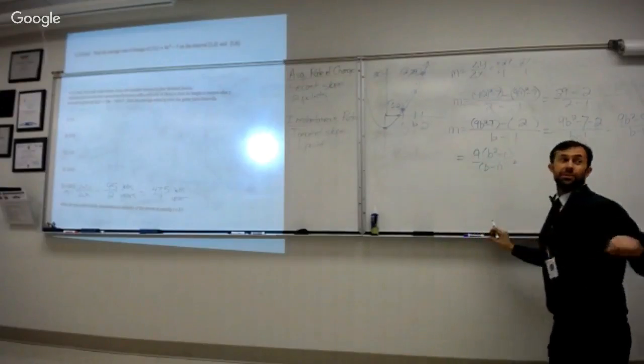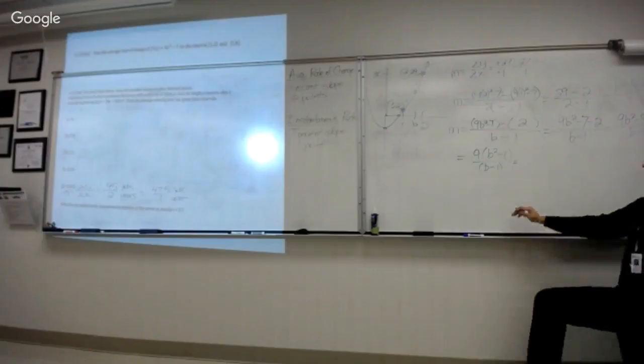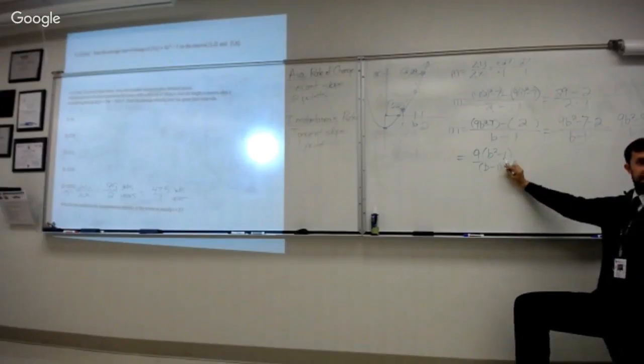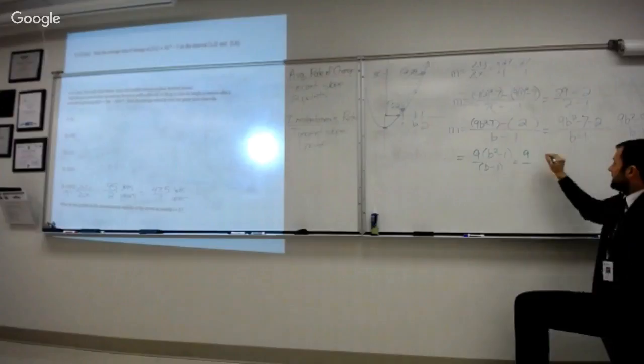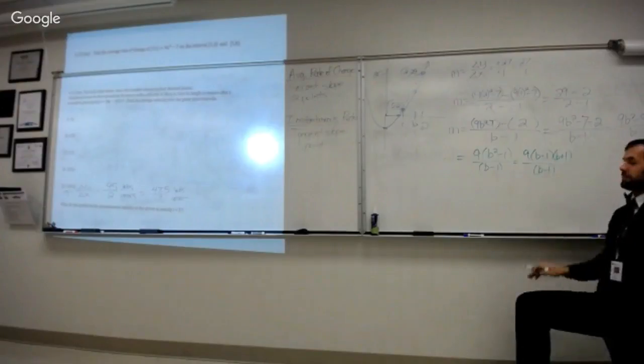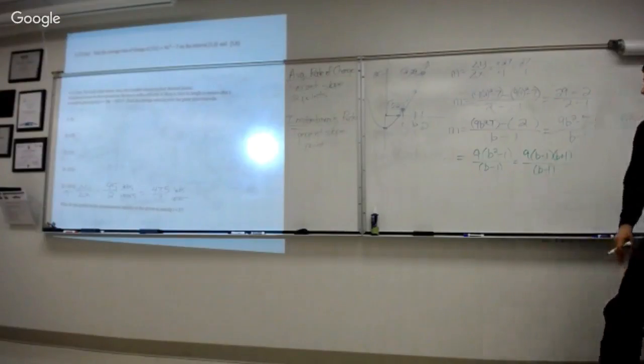Now, what can you do to b squared minus 1? This is an old factoring rule. This is the difference of two squares. And perhaps you remember that when you have a square number minus another square number, you can rewrite it as b minus 1 and b plus 1. Now that's an old factoring rule.